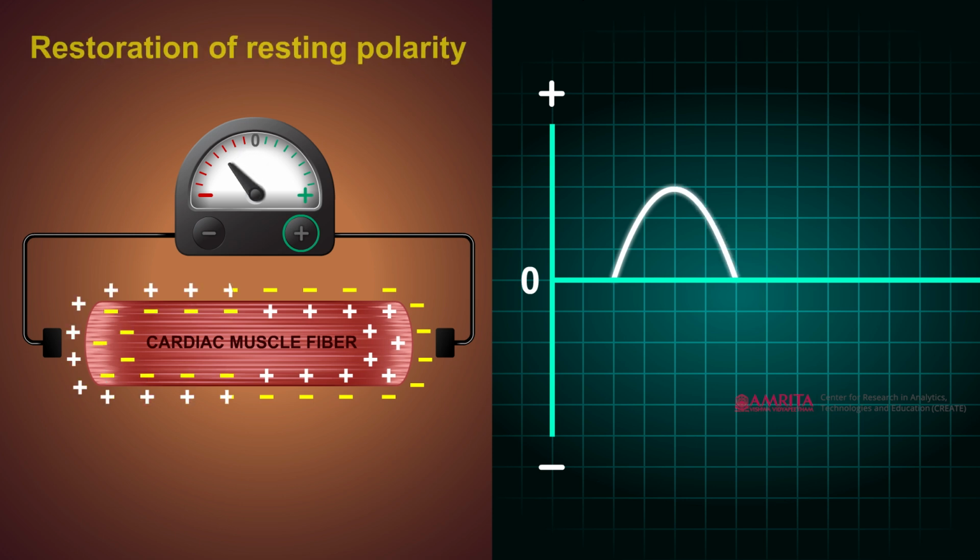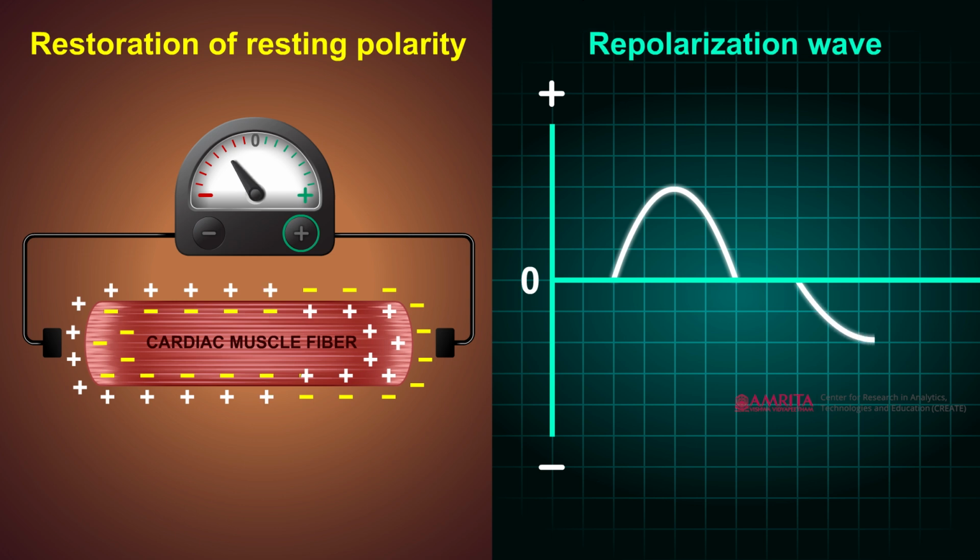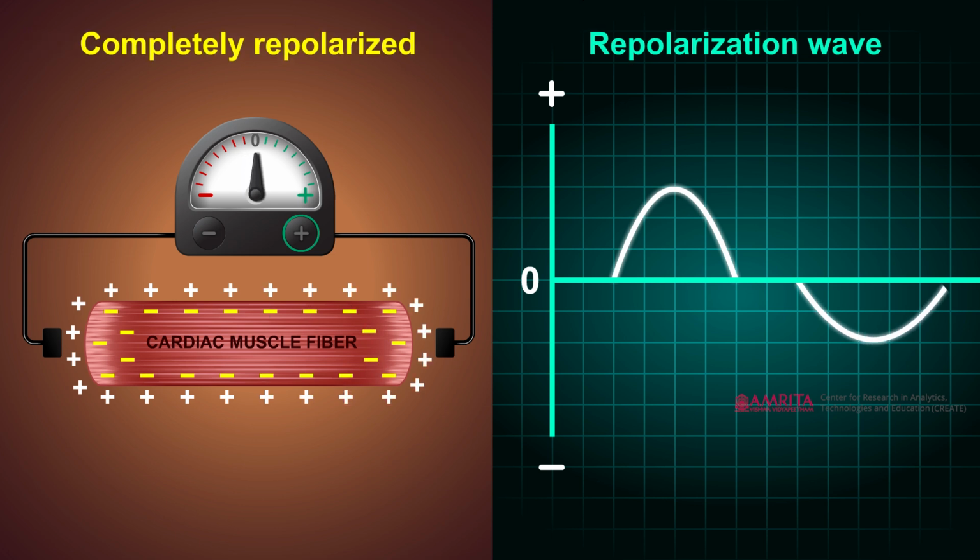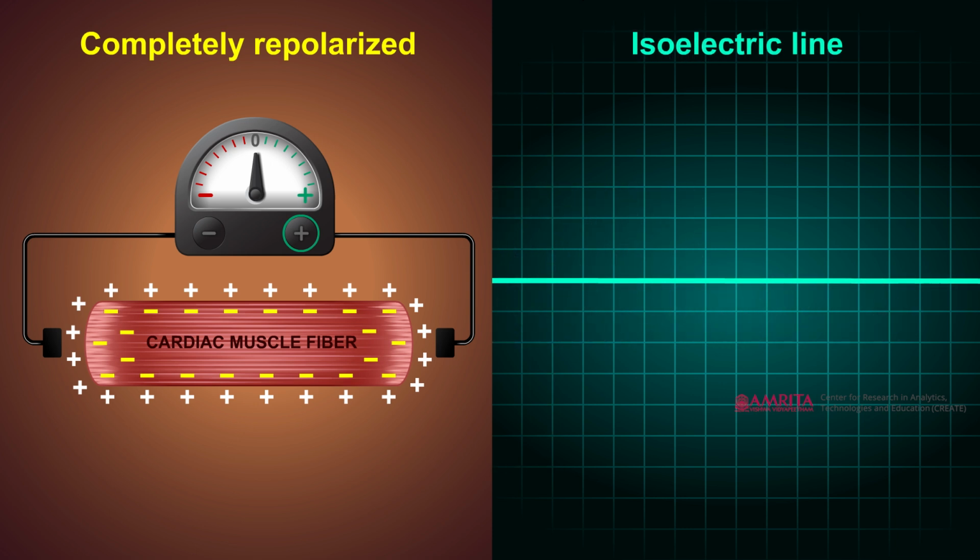Repolarization restores the resting polarity. Because it moves in the same direction as depolarization but reverses charge, the ECG deflects downward. When repolarization is complete, no potential difference exists, and the ECG line flattens again.